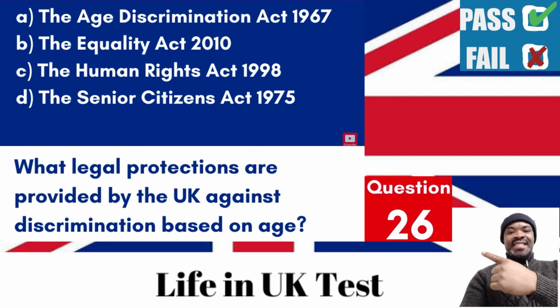Question 26. What legal protections are provided by the UK against discrimination based on age? A. The Age Discrimination Act 1967. B. The Equality Act 2010. C. The Human Rights Act 1998. D. The Senior Citizens Act 1975.